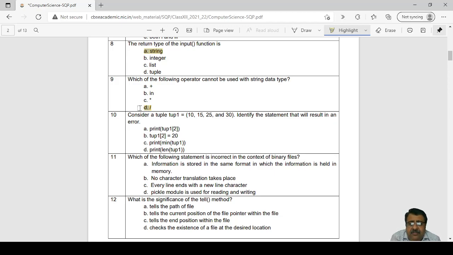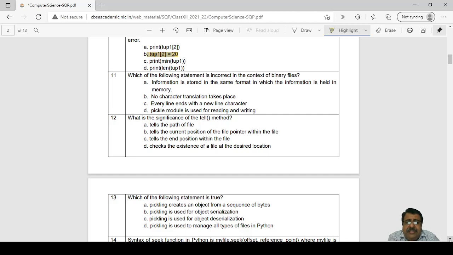Question number 10. Consider a tuple like this. Identify the statement that will result in an error. Okay, so you can see that 3 statements are print statements. Print statements usually won't cause any error, but here is an assignment. We know that a tuple is immutable, so we cannot change any element. Okay, coming to question number 11.